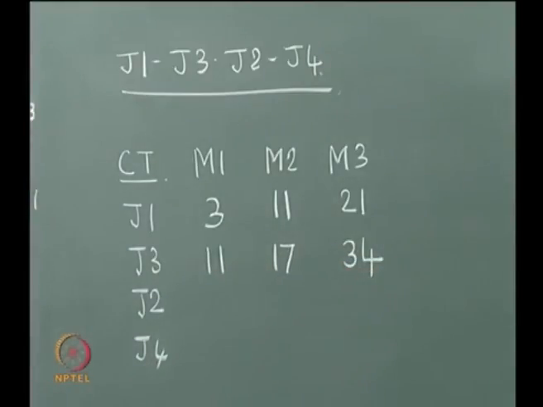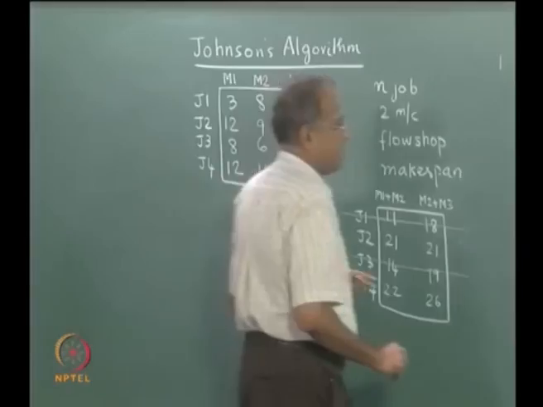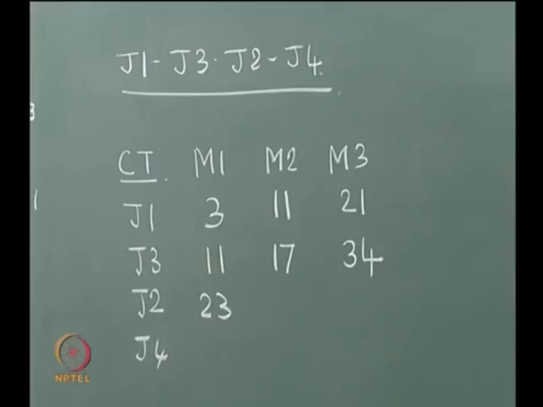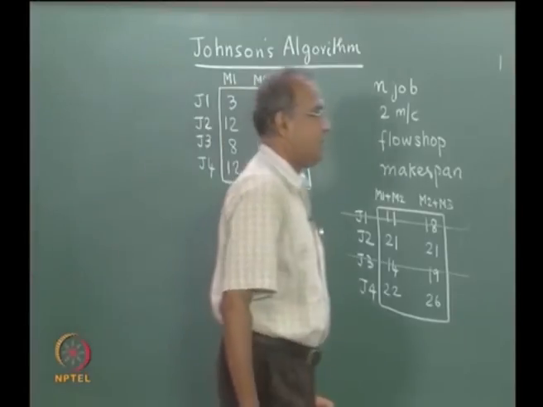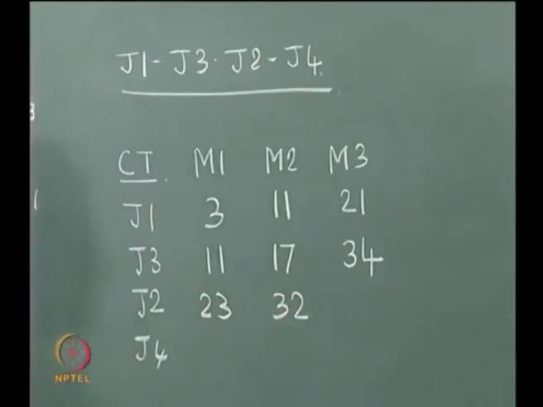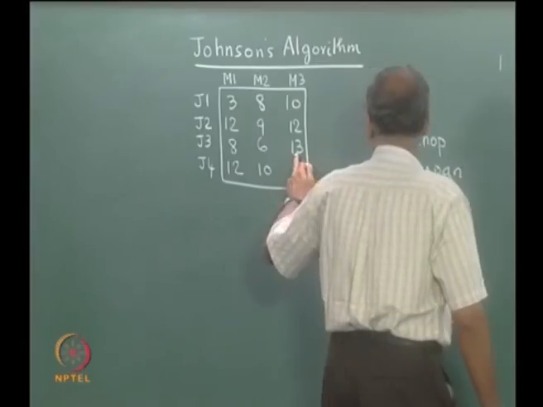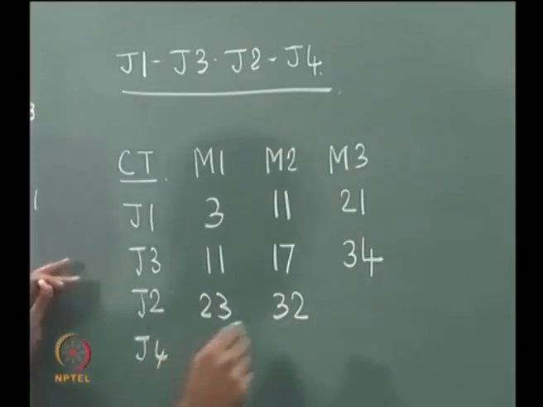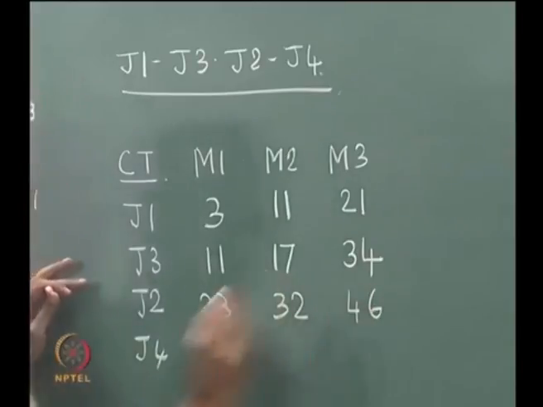Now J2 starts at time equal to 11, finishes at time equal to 23. Now at time equal to 23, M2 is available, so it requires another 9 units on M2, so 23 plus 9, 32, but it has to wait for M3 because M3 is available at 34. So 34 plus 12 is 46.